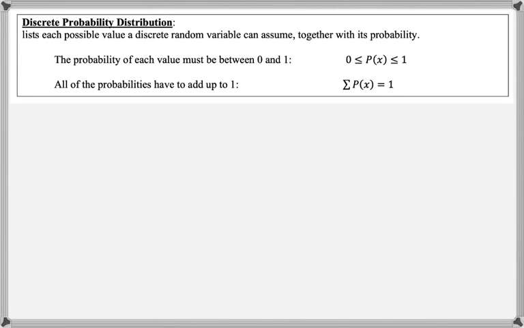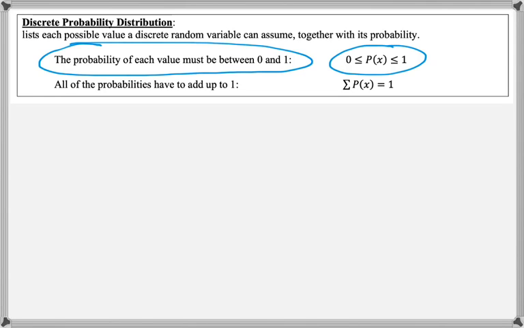The next topic is making a discrete probability distribution. And this lists each possible value a discrete random variable can assume together with its probability. And it has two properties. First, the probability of each value must be between 0 and 1. And then second, all of the probabilities have to add up to 1.